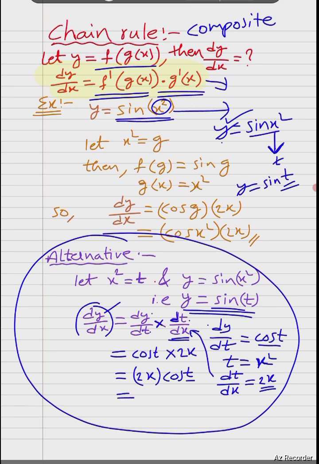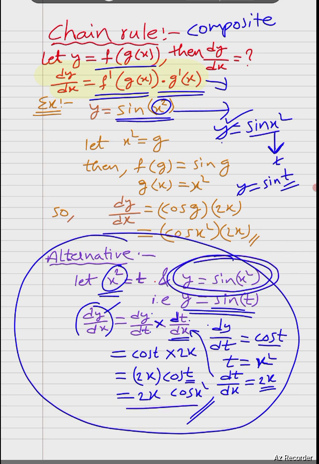What is cos t? The t value we have substituted here is x square. Now substitute this t value over here. So the final answer is 2x cos, in place of t substitute x square. This is the derivative of the given function y equal to sin x square. Got the point? For y equal to sin x square, the derivative is 2x cos x square.